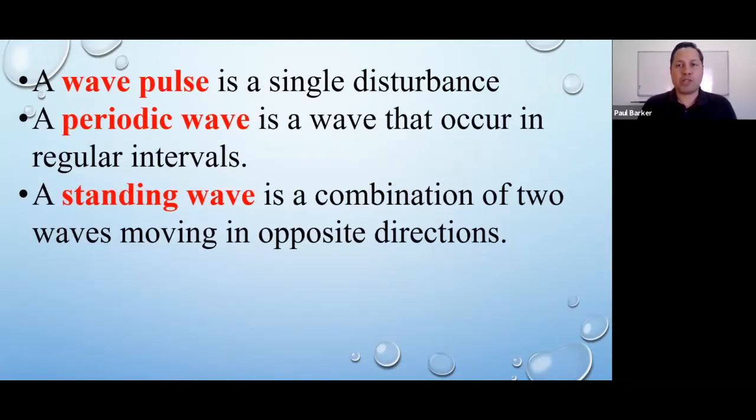The wave pulse is a single disturbance. A periodic wave is a wave that occurs in regular intervals, and a standing wave is a combination of two waves moving in opposite directions.